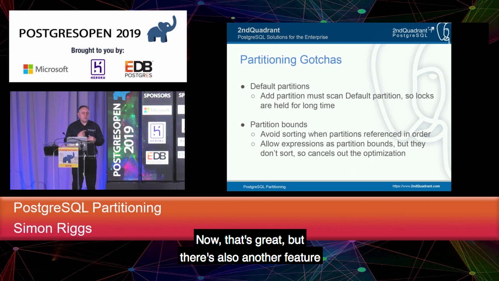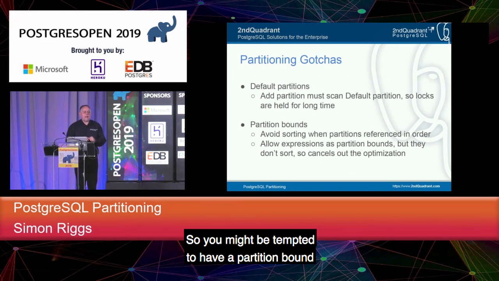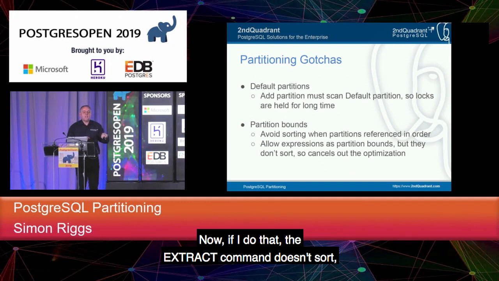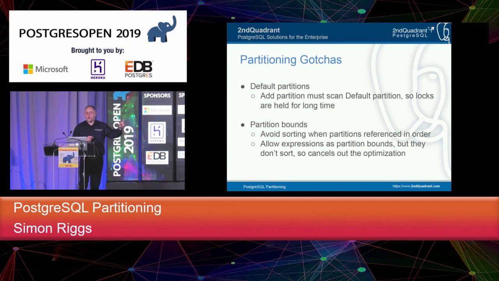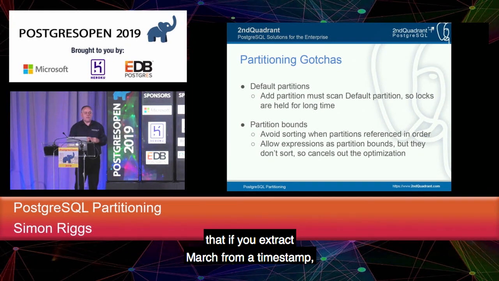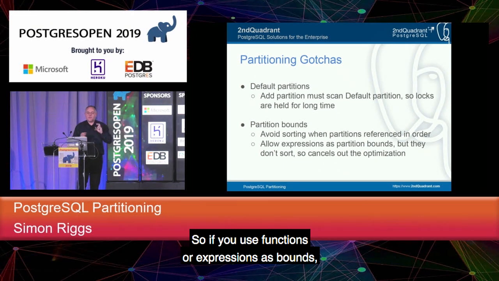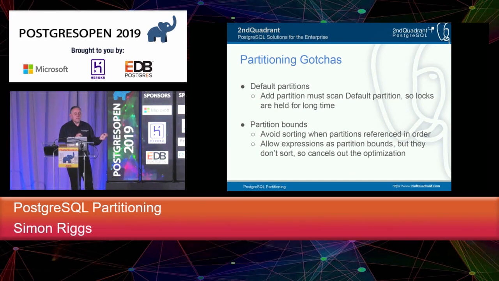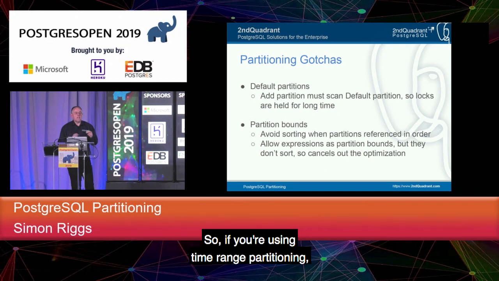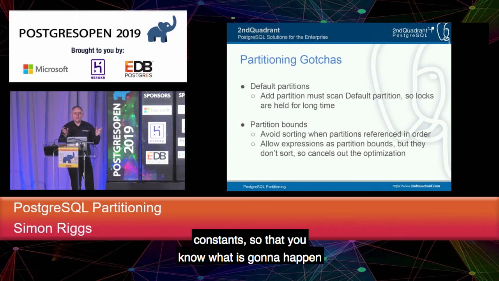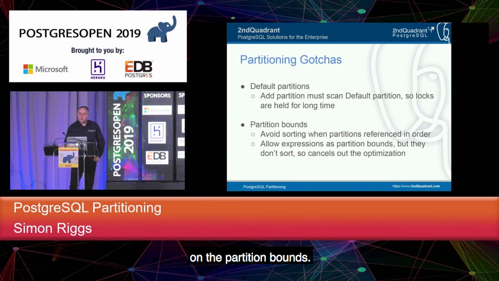Now that's great, but there's also another feature that allows you to use expressions as partition bounds. So you might be tempted to have a partition bound that says I'll extract the month from a particular timestamp, and I'll say this partition can be the month of March. Now, if I do that, the extract command doesn't sort. So unfortunately, the optimizer doesn't yet know that if you extract March from a timestamp, then that comes after the extract of February, okay? So if you use functions or expressions as bounds, it can actually interfere with some of your optimizations. So if you're using time range partitioning, please use precise timestamp values, constants, so that you know what is going to happen on the partition bounds.